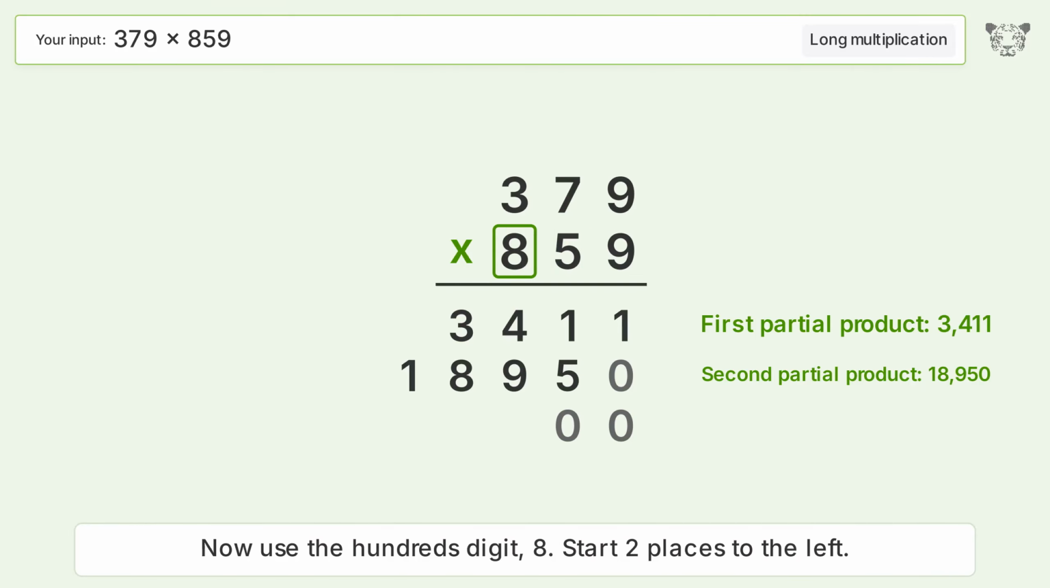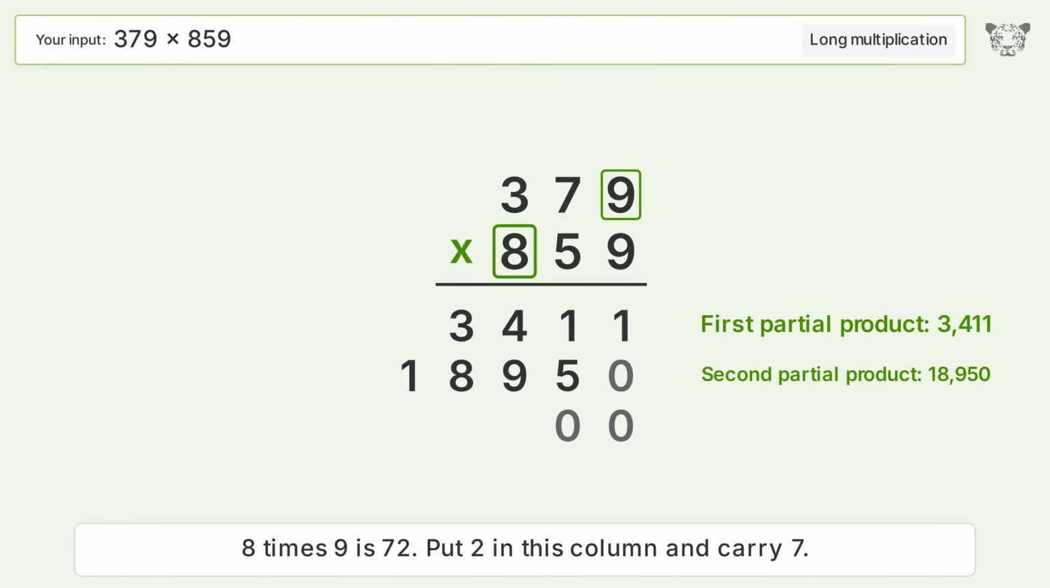Now use the hundreds digit, 8. Start two places to the left. 8 times 9 is 72. Put 2 in this column and carry 7.